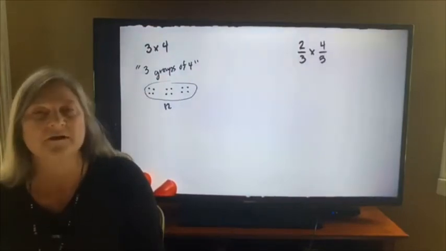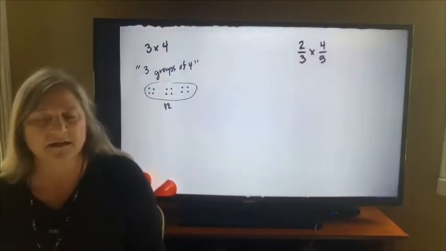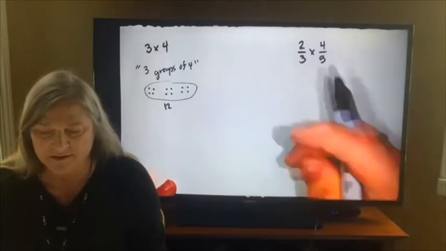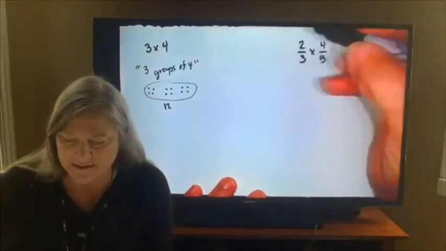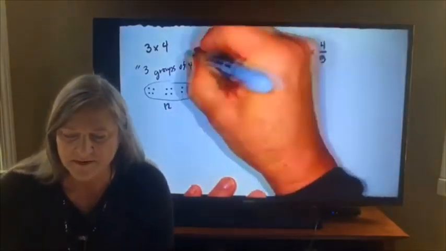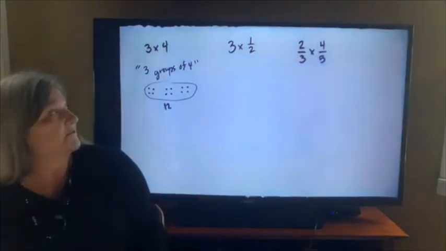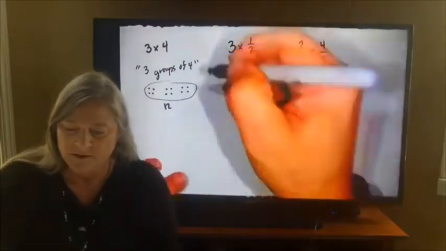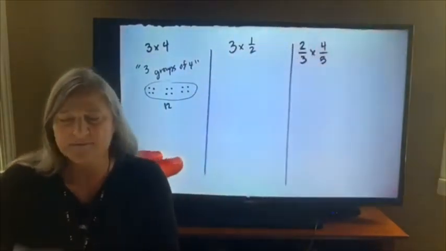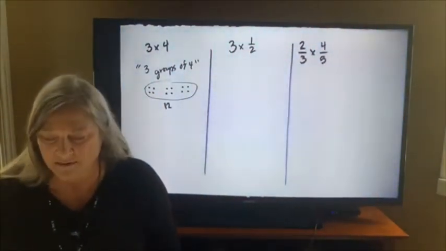So now let's think about using that in the next kind of simpler multiplication of fractions. Okay, we know how to find 3 times 4. Let's find 3 times a half. What would 3 times a half be? Let's use the same kind of reasoning that we used in the previous one.